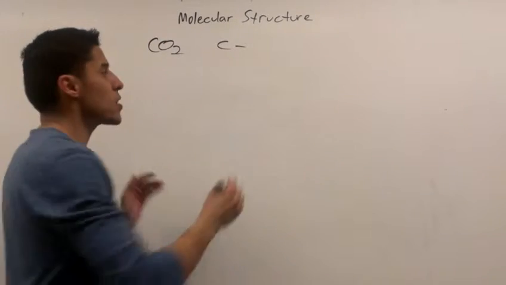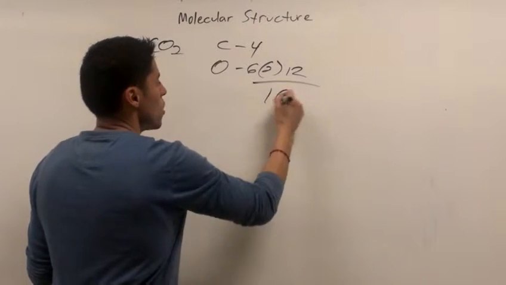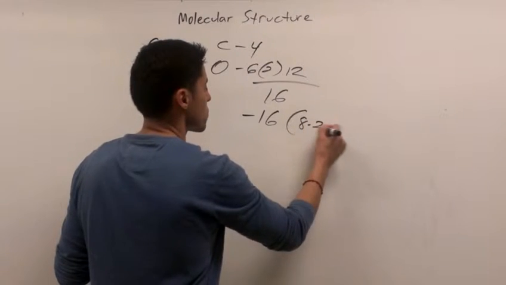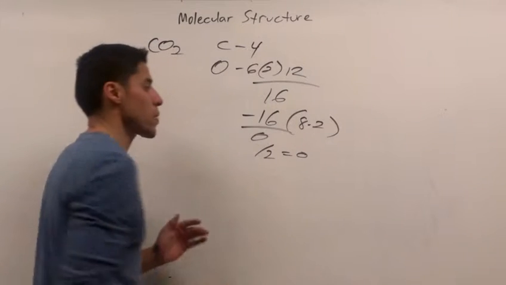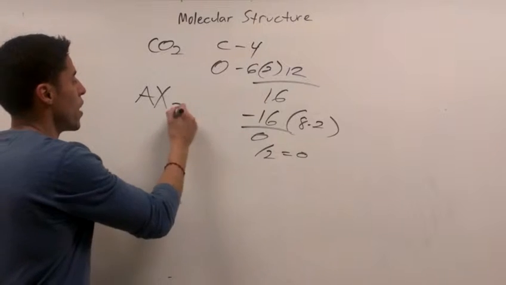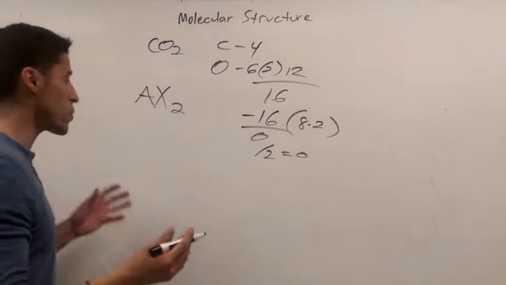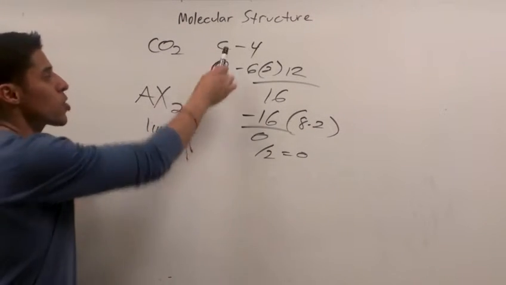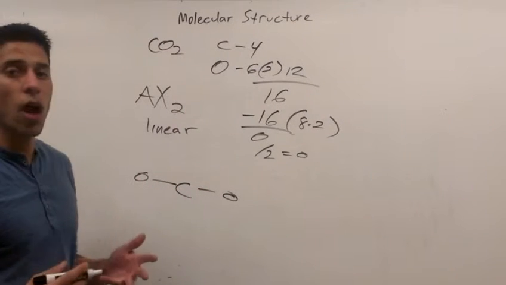So carbon has 4 valence electrons and oxygen has 6, giving us a total of 16 valence electrons. We're going to subtract the highest multiple of 8, giving us 0, divide that number by 2, still 0. So we're going to have a configuration of AX2. Now the AX2 configuration is a linearly shaped molecule. So we're going to have our central atom, the carbon, which has a smaller group number, linearly bonded to the oxygens.